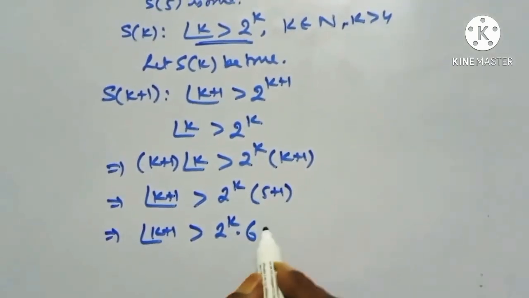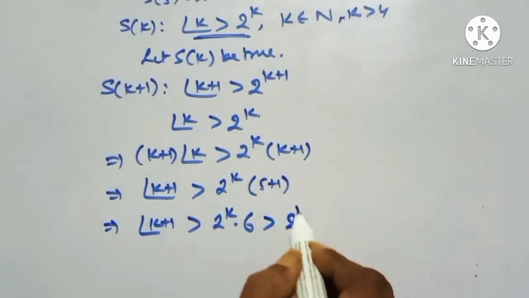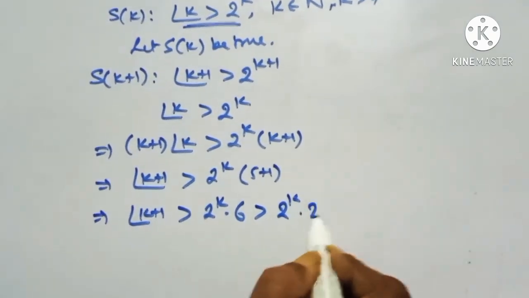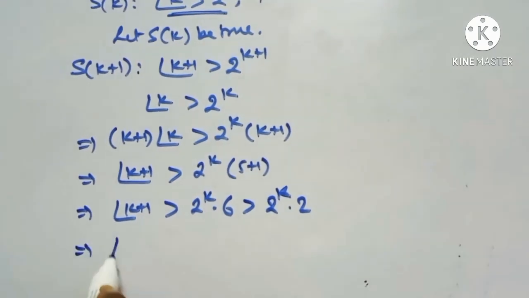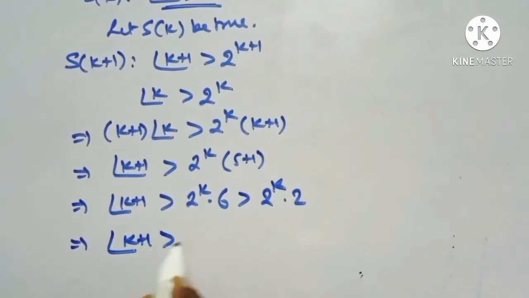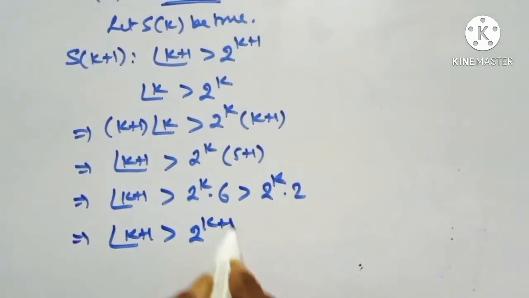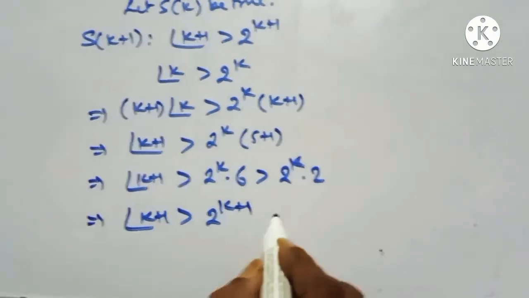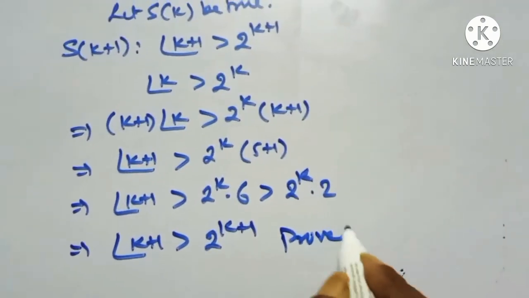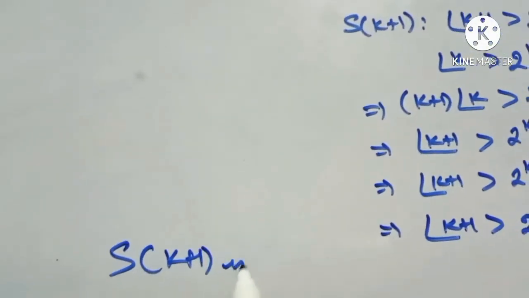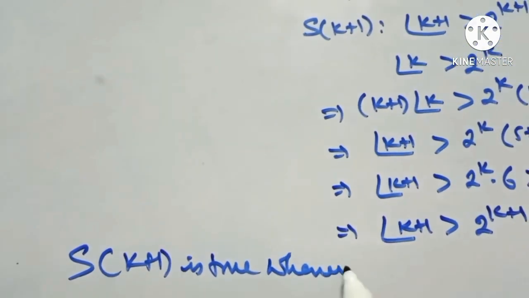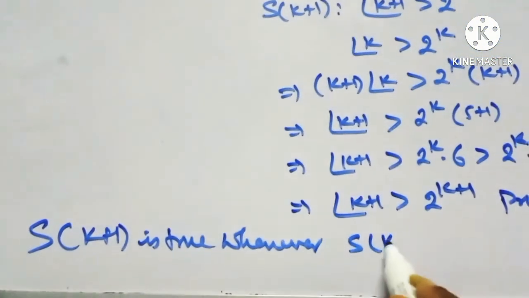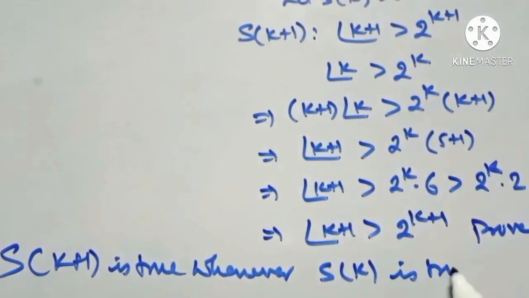Now see, this is greater than 2 to the power of k into 2. Therefore I can say that factorial k plus 1 is greater than 2 to the power of k plus 1. Now this is proved. Now I have to write the last statement, that Sk plus 1 is true whenever Sk is true. This is finished.